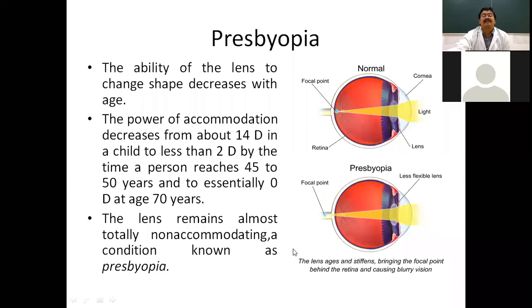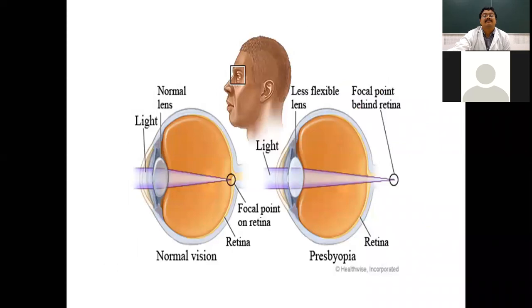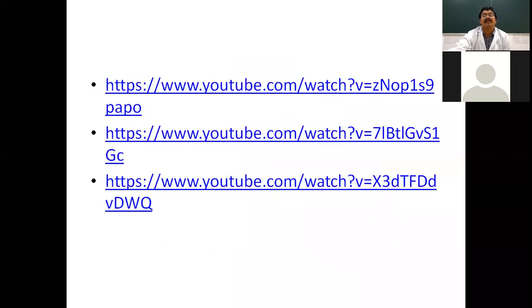Presbyopia is the decrease in the ability of the lens to change shape with age. The power of accommodation decreases from about 14 diopters in a child to less than 2 diopters by the age of 45 to 50 years. It becomes essentially 0 diopters at the age of 70. The lens remains almost non-accommodative. This condition is called presbyopia. Presbyopia is corrected with convex lenses, with bifocals.